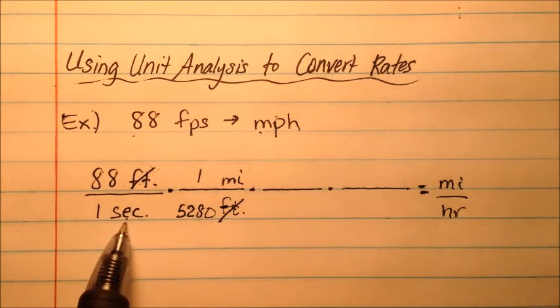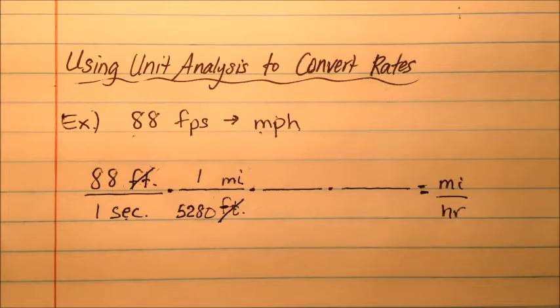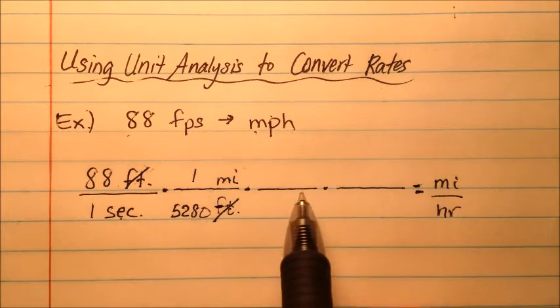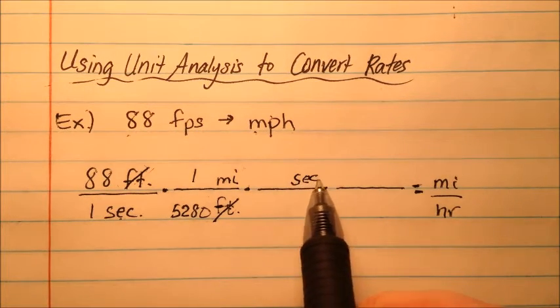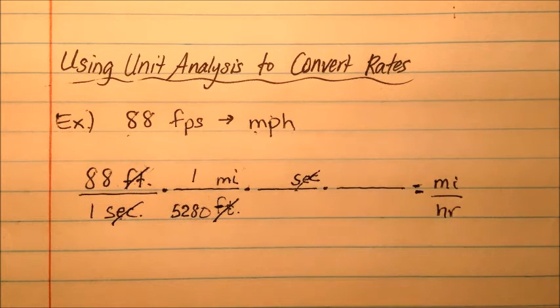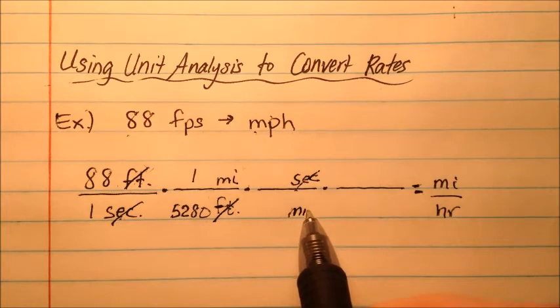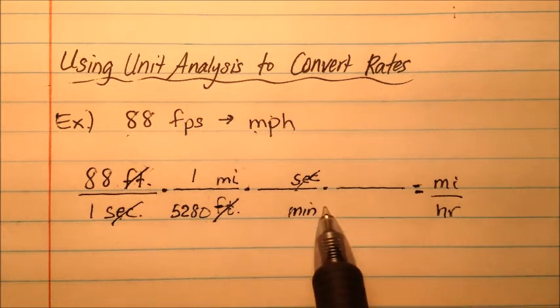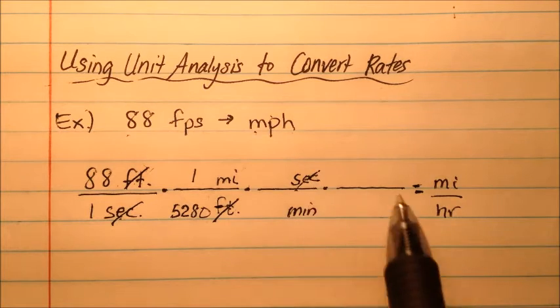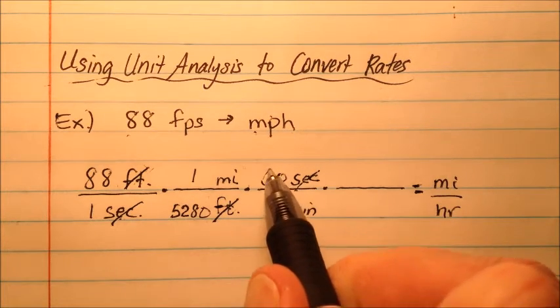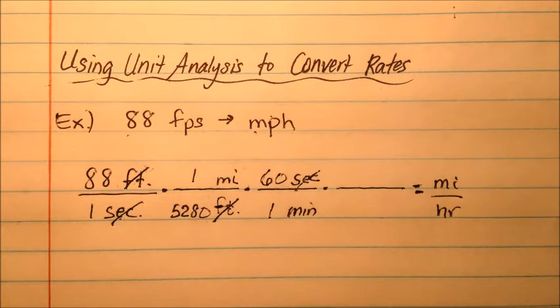We're still in seconds though, and we want to go from seconds to hours. So we need something here to cancel my seconds out. Can we go directly from seconds to hours? Maybe you know that conversion. Let's go seconds to minutes first. What's the relationship between seconds and minutes? There's 60 seconds in 1 minute.